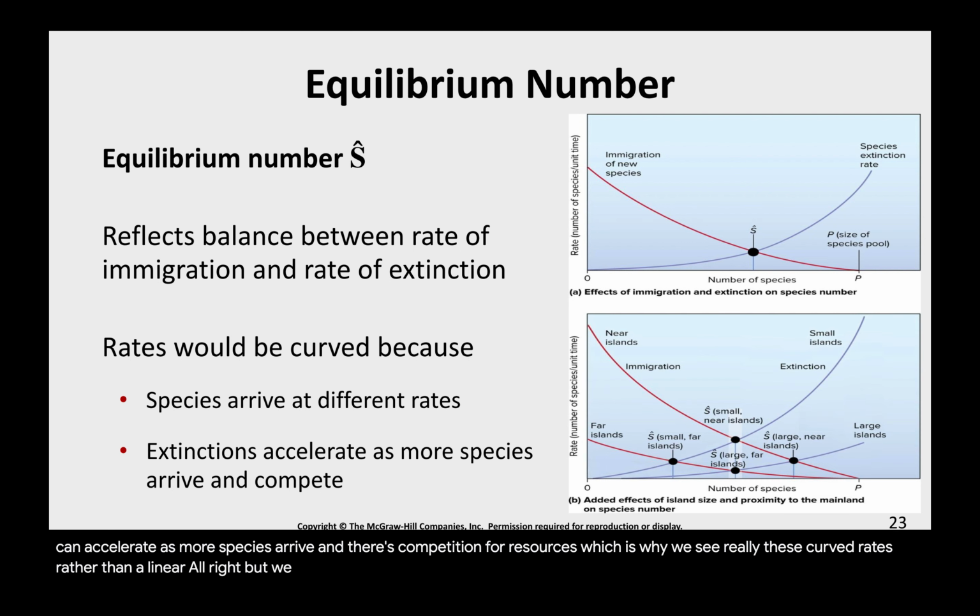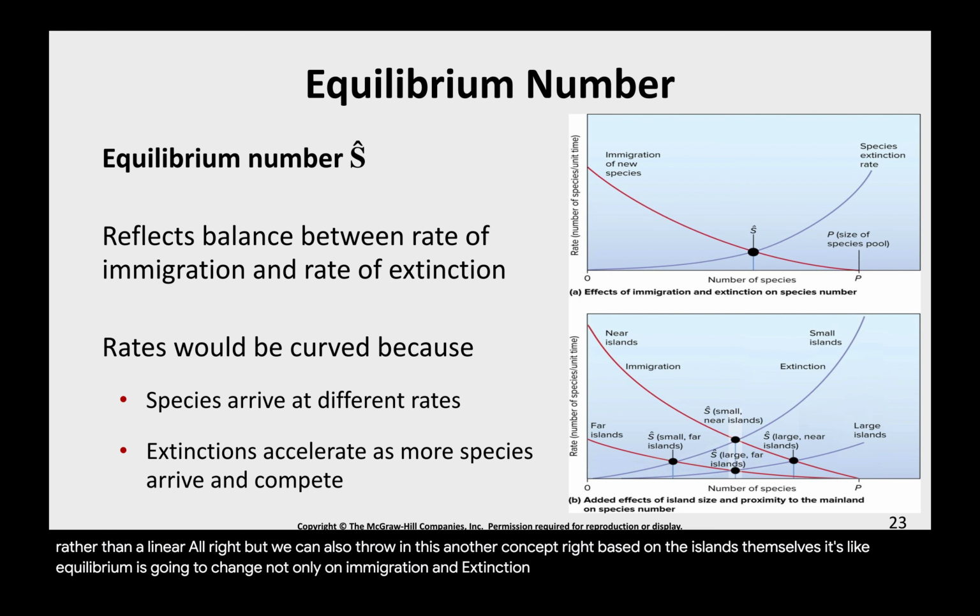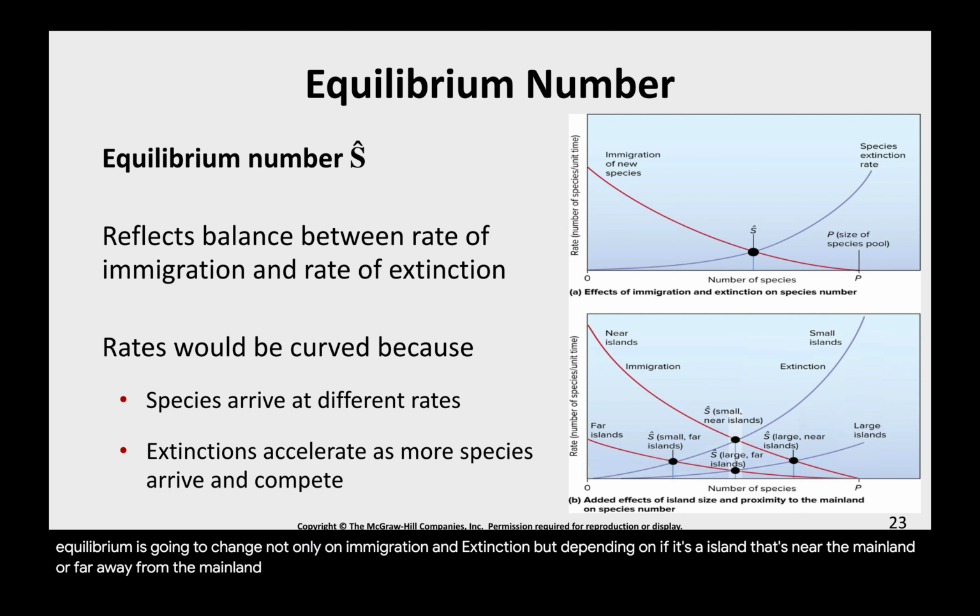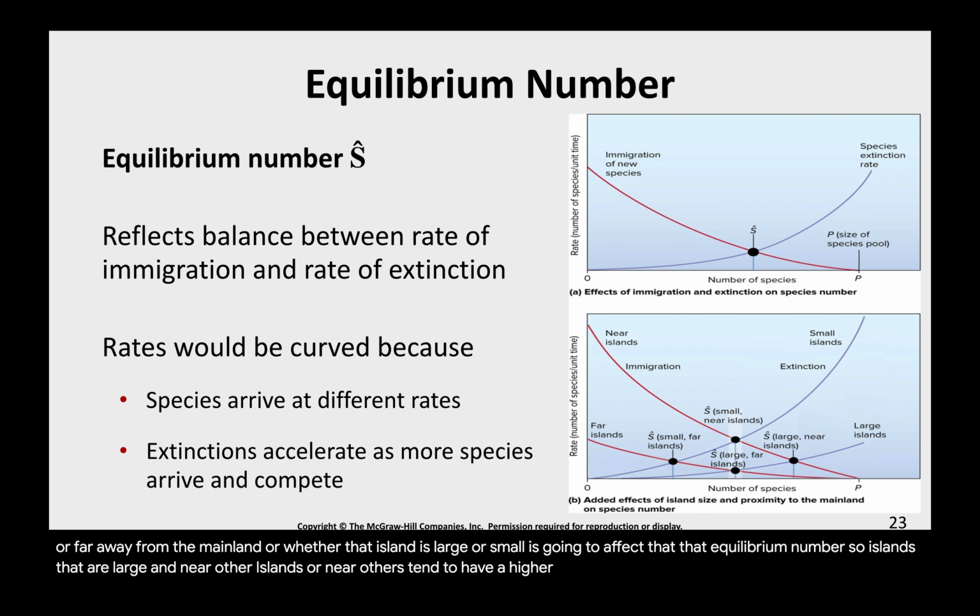All right, but we could also throw in another concept based on the islands themselves. That equilibrium is going to change not only based on immigration and extinction, but depending on whether it's an island that's near the mainland or far away from the mainland, or whether that island is large or small. That is going to affect that equilibrium number. So islands that are large and near other islands or near mainlands tend to have a higher equilibrium of species.